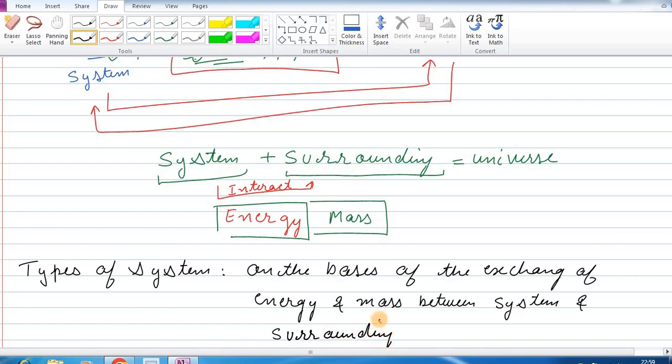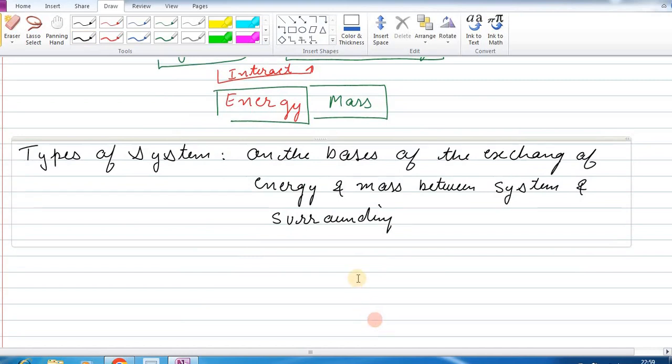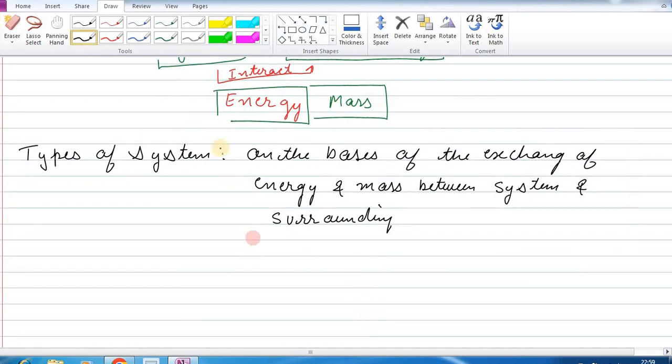System can be of three parts. But this categorization of system in three parts is just based on the interaction of system and surrounding in terms of energy and mass. So I'm going to categorize system into three parts. That is, the part of universe that is under observation can be of three types.